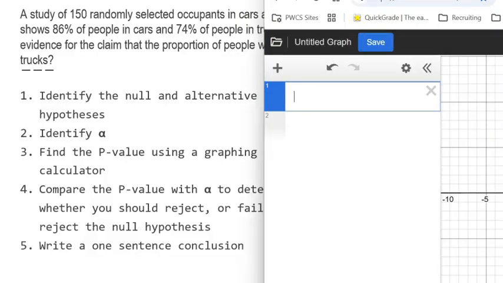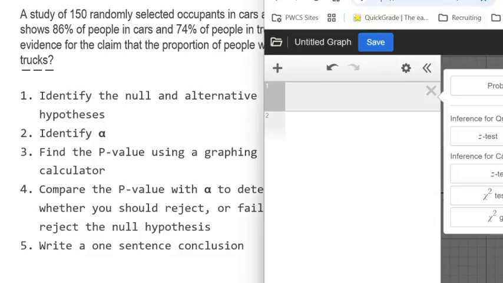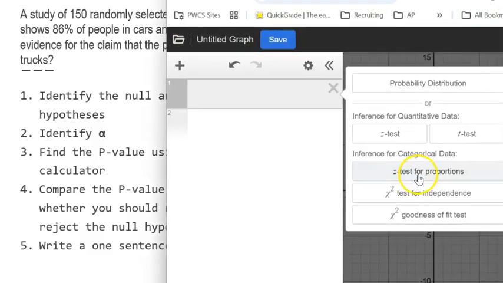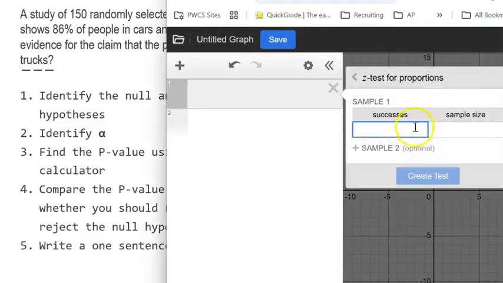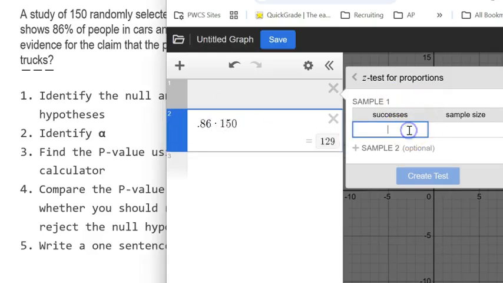Okay, so let's go to Desmos. Plus sign, inference, slide this over. We want z-test for proportions. And then just like before, we're putting in our successes and our sample size. They gave us percentages, so we need to multiply to get our number of successes. For cars, it was 86% of 150, so that's going to be 129 people out of 150.